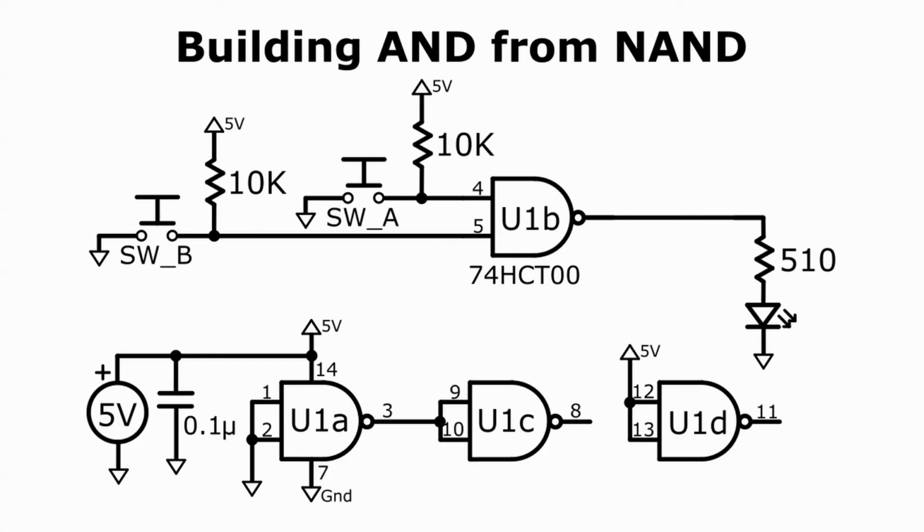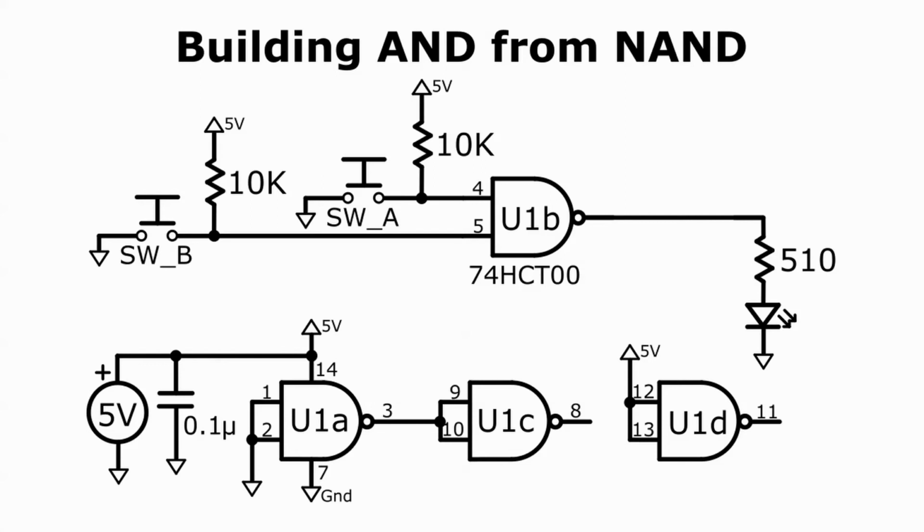Let's use our NAND gates to build an AND gate. This is the circuit we already wired up on the breadboard. We used only the B gate of the chip. The other three gates were disabled. The two inputs were controlled by push-button switches and the output voltage was observed on an LED.